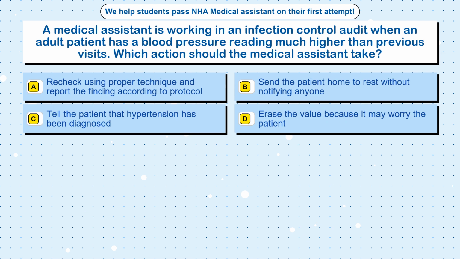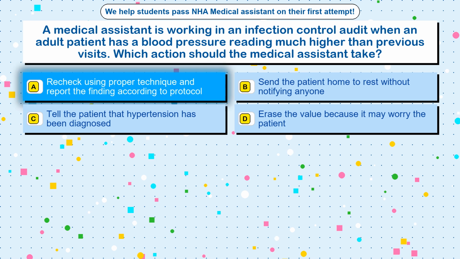Question 23. A medical assistant is working in an infection control audit when an adult patient has a blood pressure reading much higher than previous visits. Which action should the medical assistant take? Option A. Recheck using proper technique and report the finding according to protocol. Option B. Send the patient home to rest without notifying anyone. Option C. Tell the patient that hypertension has been diagnosed. Option D. Erase the value because it may worry the patient.